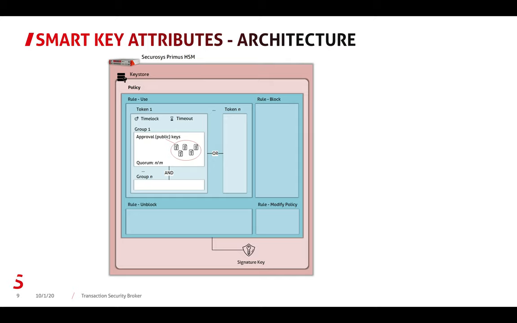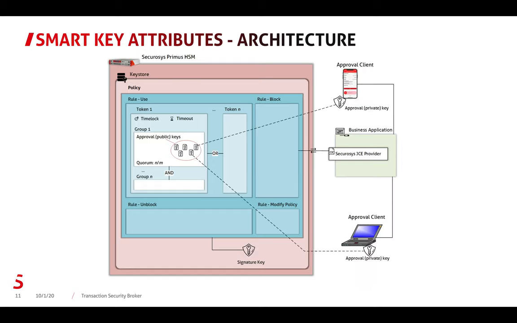As I mentioned, these policies are stored in the same key store as the signature key itself within the HSM. Smart key attributes can be connected to via a JC provider, which until recently you would typically embed in your business application. The business application is required because the HSM is stateless and the SKAs are stateless, so the application is required to maintain the state of the approvals and to integrate with the approval clients, which presumably are not necessarily written in Java.